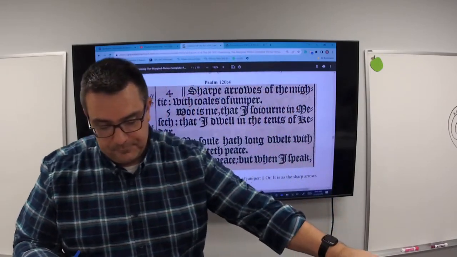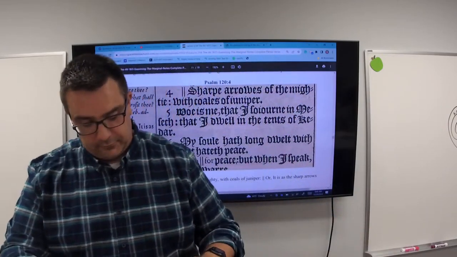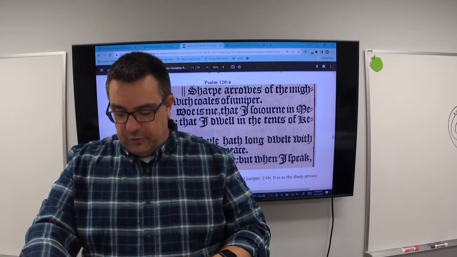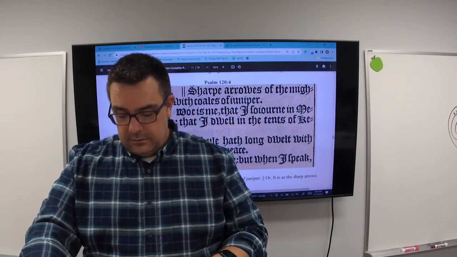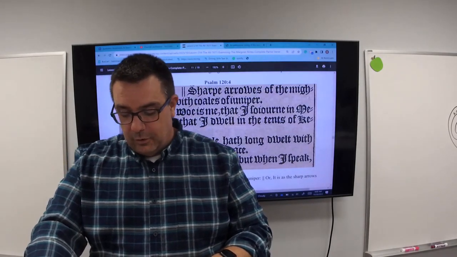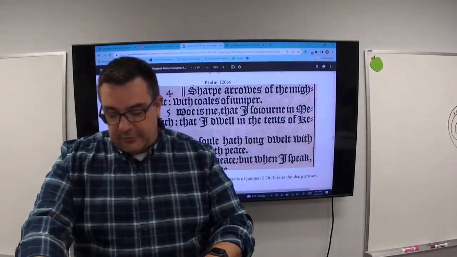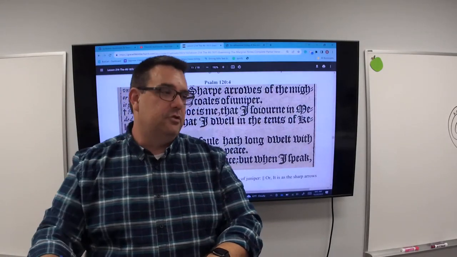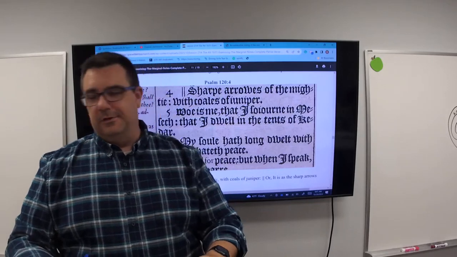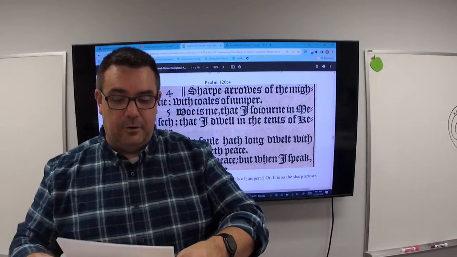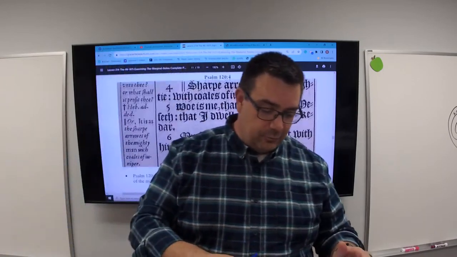Look at Psalm 120, verse 4. The text says, "sharp arrows of the mighty with coals of juniper." Again, juniper, not Jupiter. Or, margin, "it is as the sharp arrows of the mighty man with coals of juniper." So they're giving an alternative rendering for the entire verse. Go to the next one. Psalm 121, verse 1.